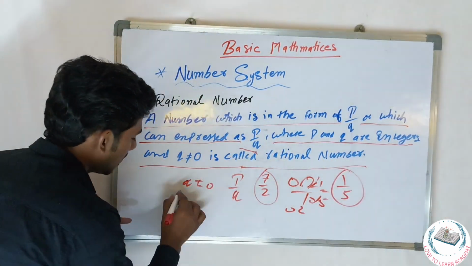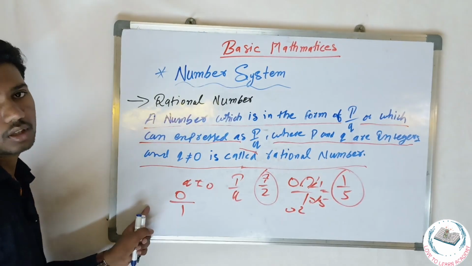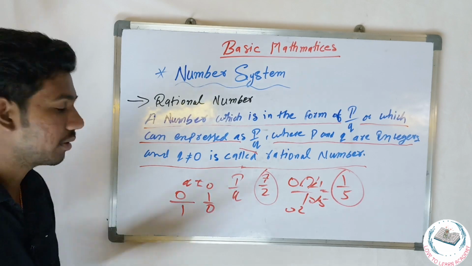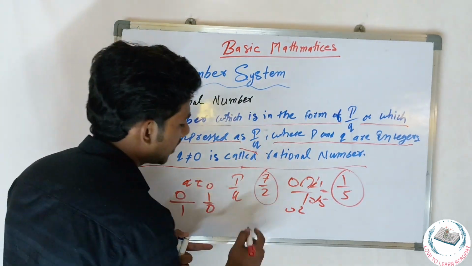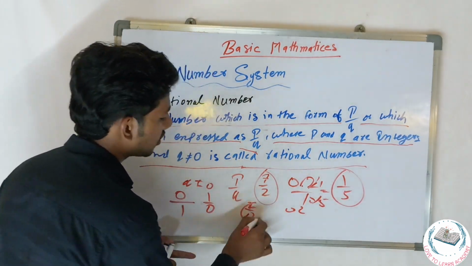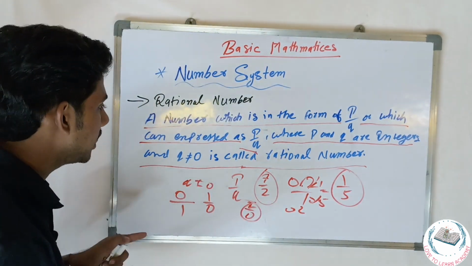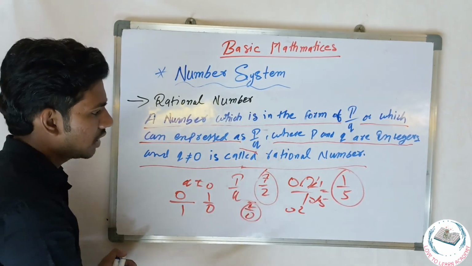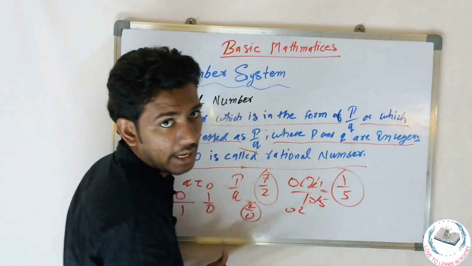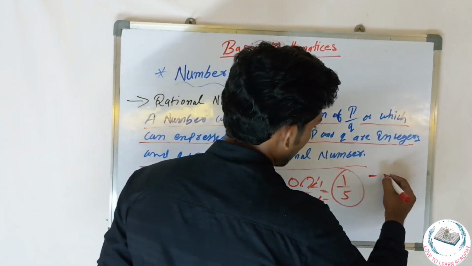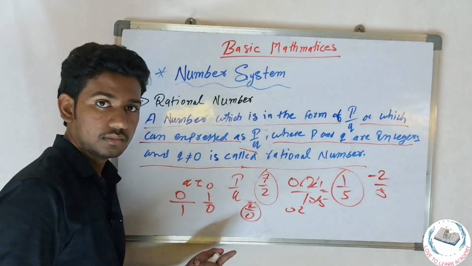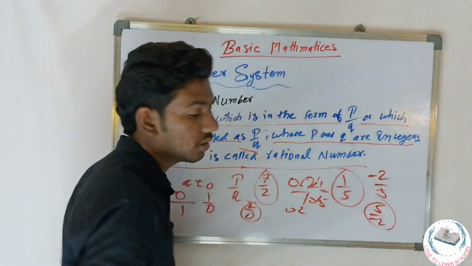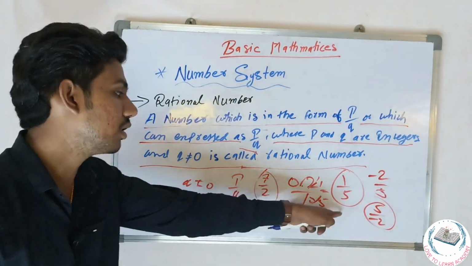And if I say 0 by 1, it is a rational number, but if it is 1 by 0, it is not a rational number. You have to understand this: if any number is 2 by 0, it is not rational. And p and q are integers: 7 is an integer, 2 is an integer, 1 is an integer, 5 is an integer. If you write minus 2 by 5, it is also rational. If you write 5 by minus 2, it is also rational, because these are integers.